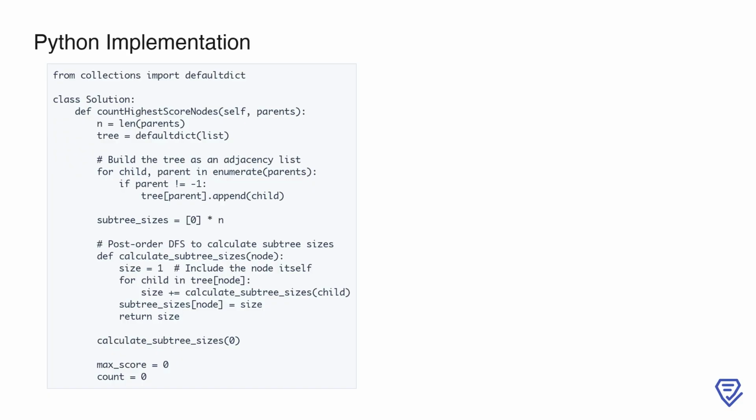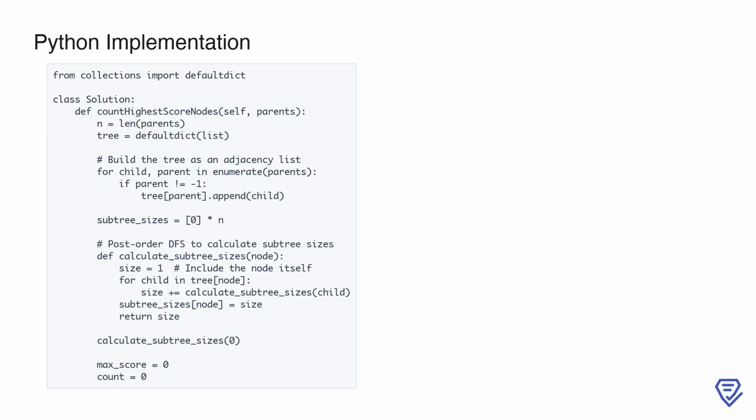The function starts with a size of 1 to include the current node itself. For each child of the current node, it recursively calls the function, adding the return size to the current node's total size. This value is then stored in the subtree_sizes list for the respective node. Finally, the function returns the total size of the subtree rooted at the current node.